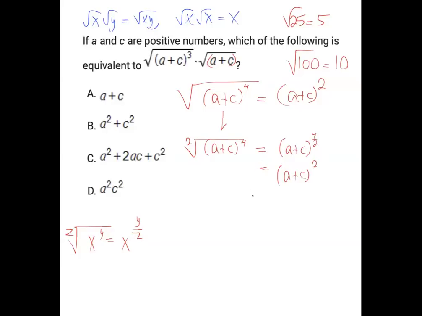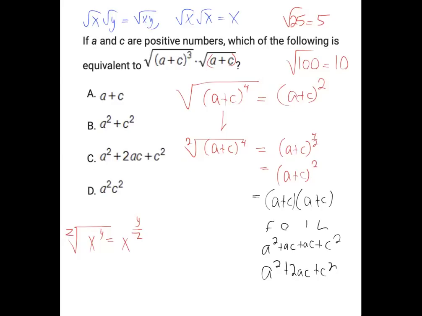It means we're writing it twice, a plus c times a plus c, and then we're going to go ahead and FOIL it out. First times first, a times a, outer times outer, a times c, inner times inner, a times c again, and we're purposely using it in alphabetical order. And last times last, c times c is c squared. So you have a squared plus 2ac plus c squared, which is answer choice C for this question.